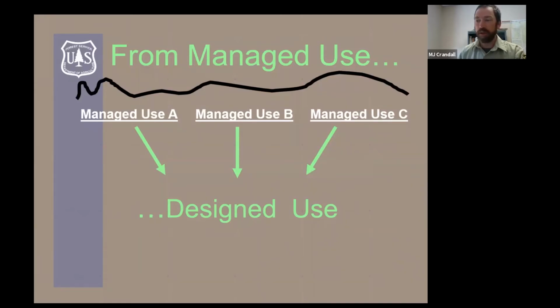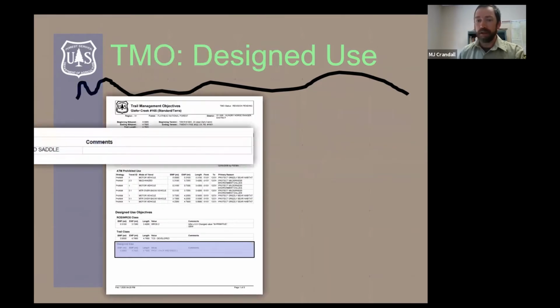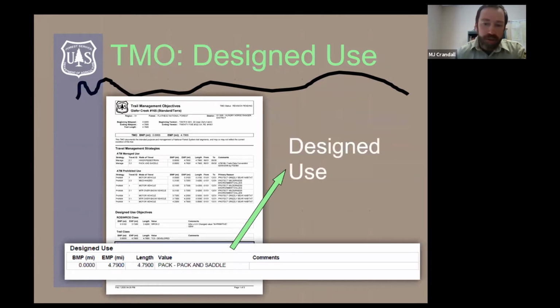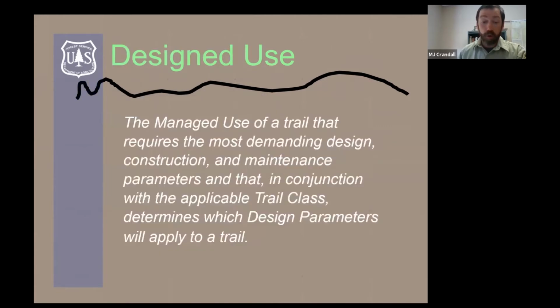to what level we're going to build that trail out and get a little bit more detail beyond just the trail class. So this gets us to the designed use, which is the single use that we're going to make sure that we accommodate on this trail. The managed use of a trail requires the most demanding design, construction, and maintenance parameters that, in conjunction with the trail class, determines the design parameters. So the very specifics, what the drawings are going to look like for this trail.